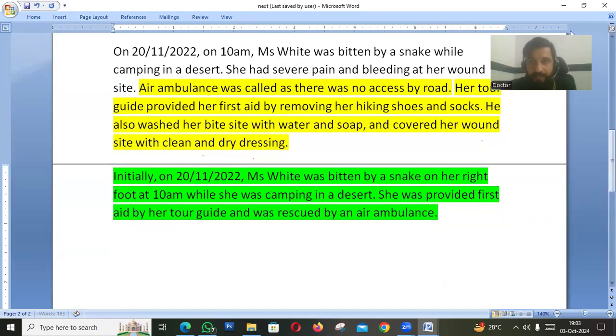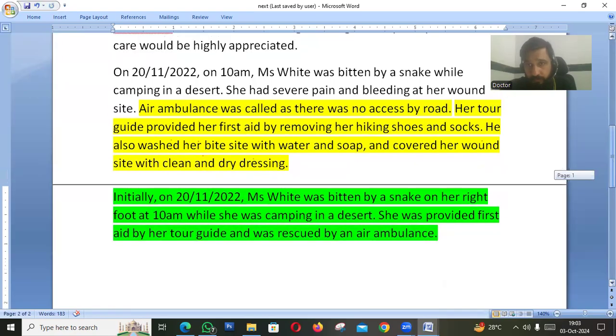Initially, on 20/11/2022, Mrs. White was bitten by a snake on her right foot at 10 a.m. while she was camping in a desert. She was provided first aid by her tour guide and was rescued by an air ambulance. Okay. Is it well organized, concise, to the point? Yes or no? Yes, sir.